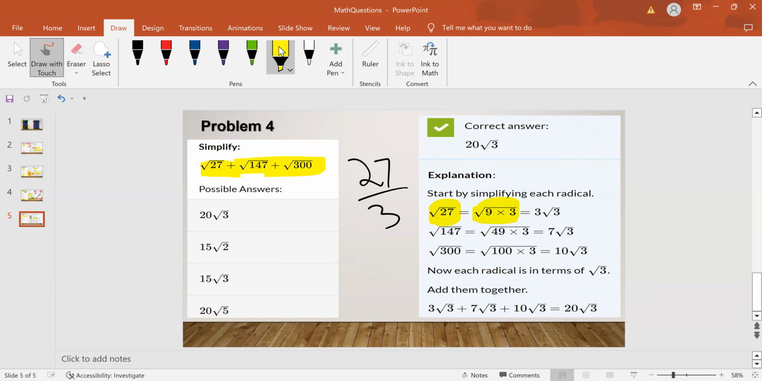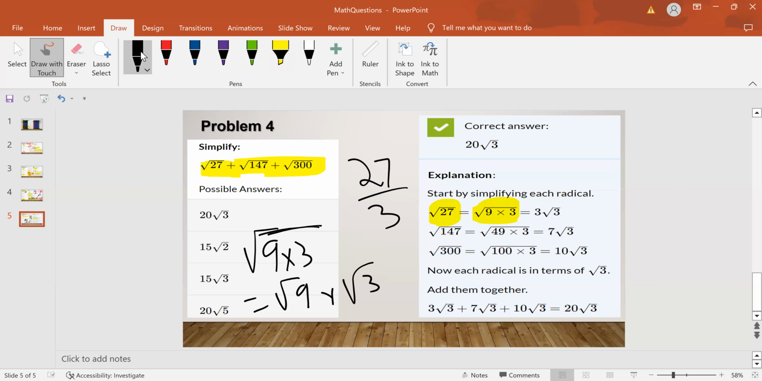And then from there, let me write it down. You have square root of 9 multiplied by 3 like this. This is telling you that you have square root of 9 multiplied by square root of 3. And the square root of 9 gives you what? A regular 3. That's the reason we have this regular 3 in front of the square root. And the square root of 3, nothing to do with this, so we leave it like that. Therefore, square root of 27 is 3 square root of 3.